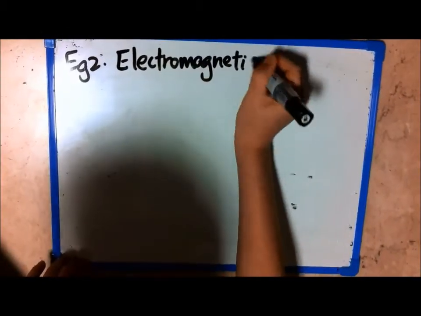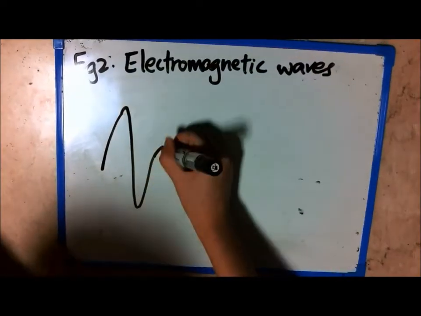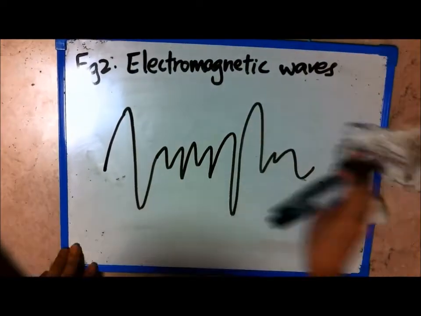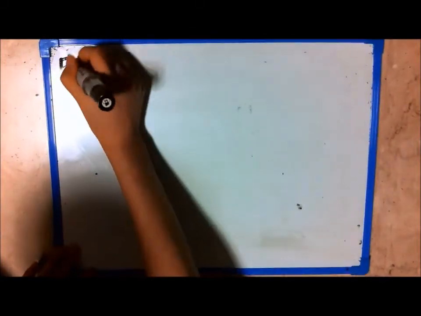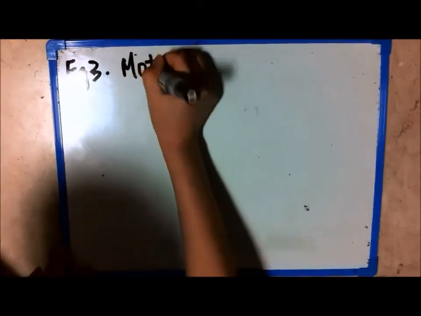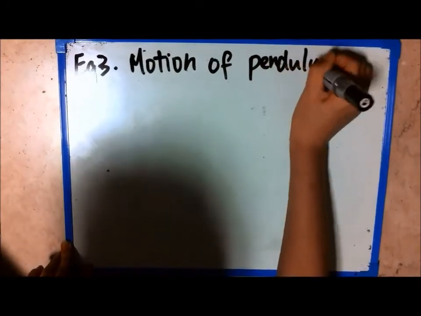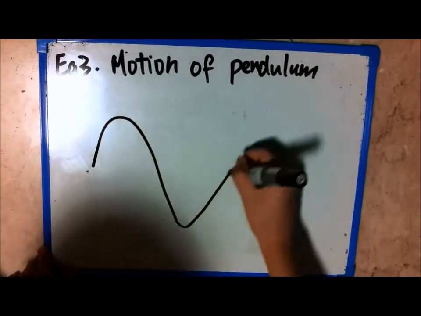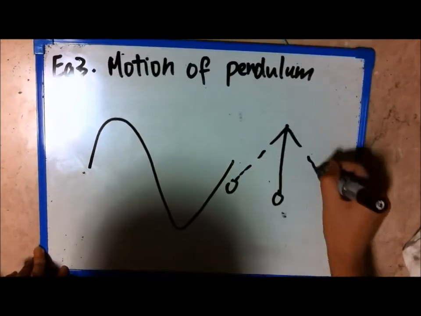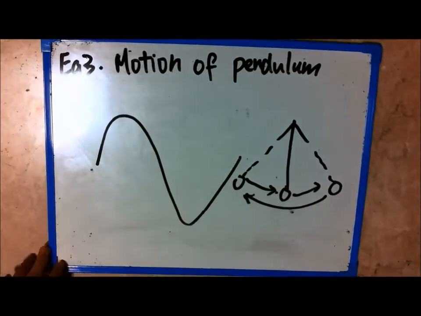Second example is on electromagnetic waves. And lastly, it is the motion of a pendulum. As you can see, all these graphs are similar to our trigonometric graphs.